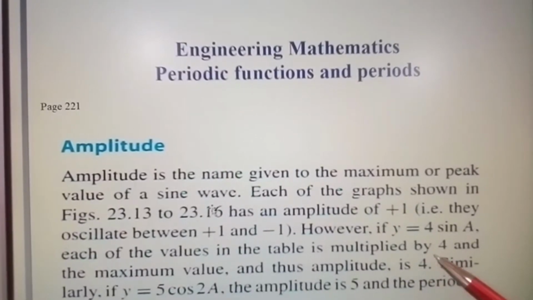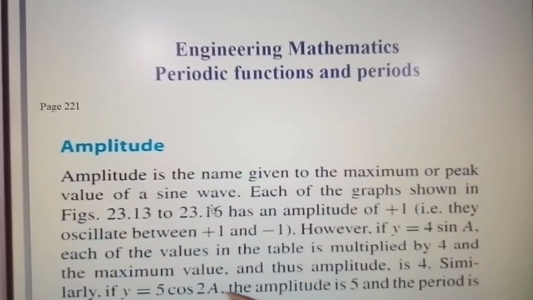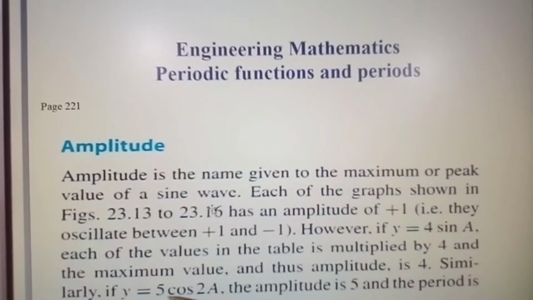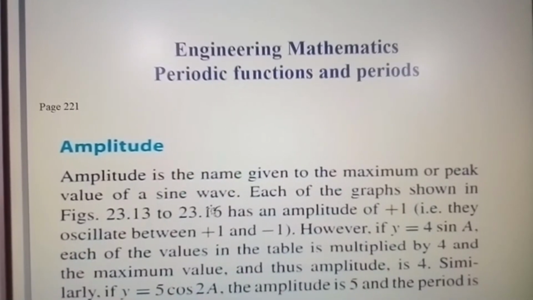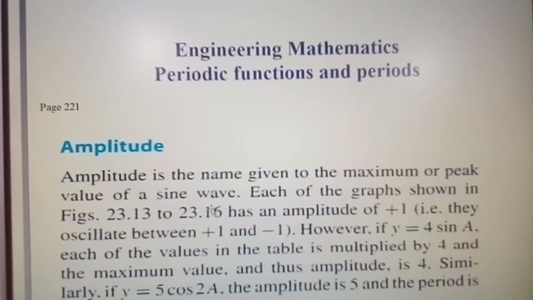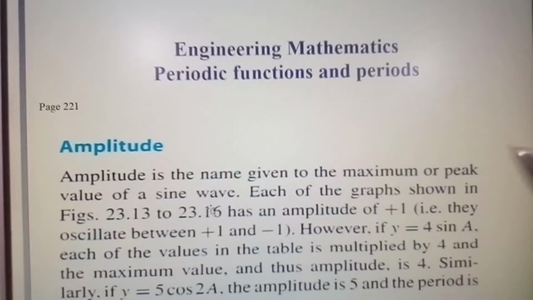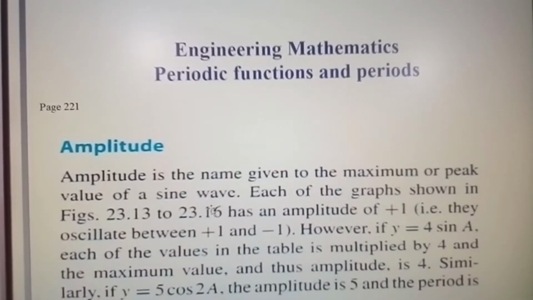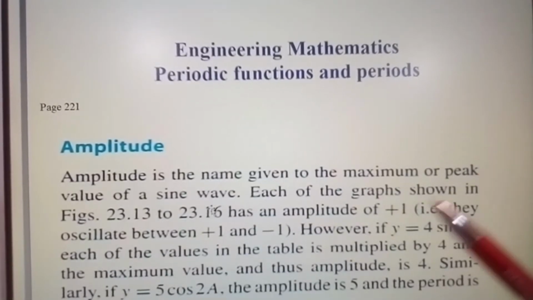Right, so each of the values in the table is multiplied by 4, and the maximum value and thus amplitude is 4. Similarly, if y equals 5 cos 2a, the amplitude is 5. Now here, when we said the amplitude is 5, we mean it'll be 5 amps or 5 volts, depending as to whether you're drawing the current waveform or the voltage waveform, okay?